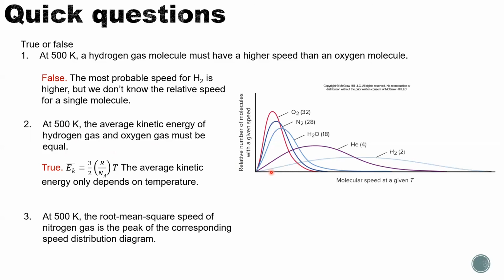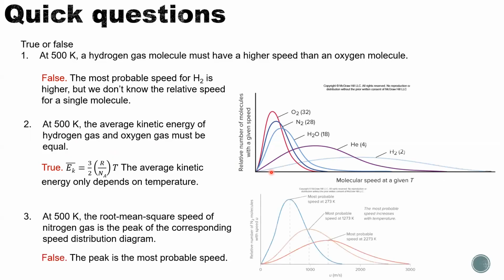Third, at 500 Kelvin, the root mean square speed of nitrogen gas is the peak of the corresponding speed distribution diagram. This one is false. The peak is the most probable speed. It does not matter what temperature you're at, the peak is the most probable speed. And the root mean square speed is to the right of that most probable speed, as I showed in the previous slides. All right, this is the end of the kinetic molecular theory.